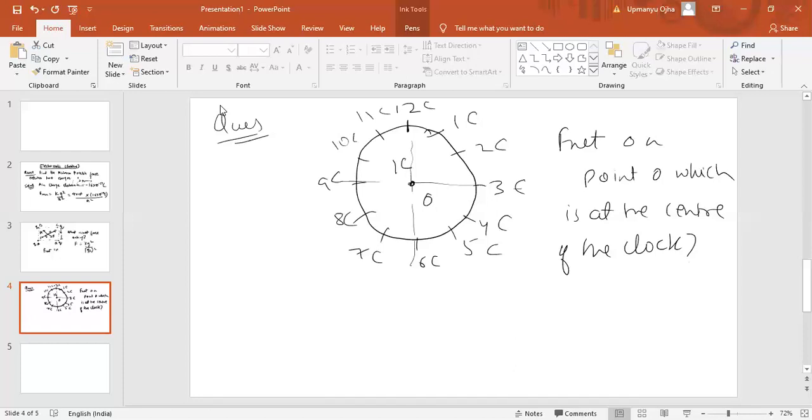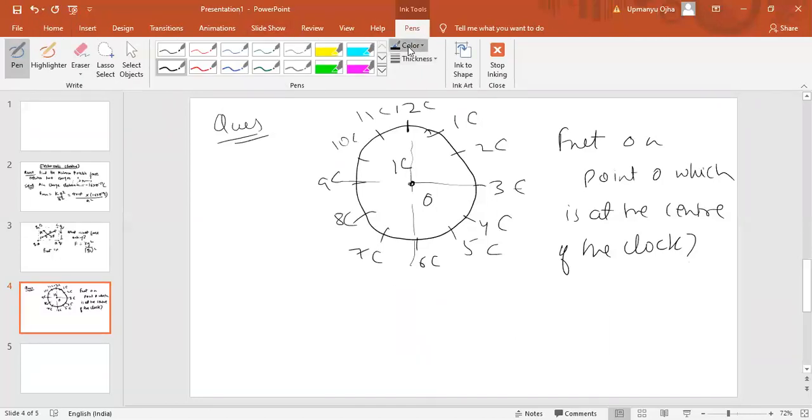Okay, so let us do this problem now. I think most of you have solved the problem, so I'll do it now. Now look at this. We know that in a clock, 1 and 7 are exactly opposite to each other. 2 and 8 are exactly opposite to each other. 3 and 9, 4 and 10, 5 and 11, and 6 and 12 are exactly opposite to each other. That all we know.